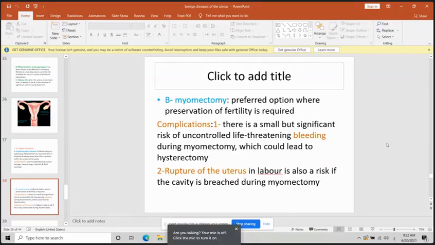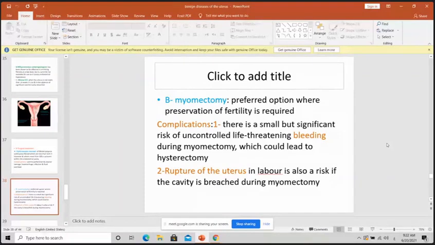بالضبط. الاذر ريسك of myomectomy انه rupture of the uterus. rupture of the uterus احنا مو قاصدين inside the procedure or the time of the procedure. قصدي انه after the woman becomes pregnant ممكن يصير عندنا rupture of the uterus خاصة during labor.